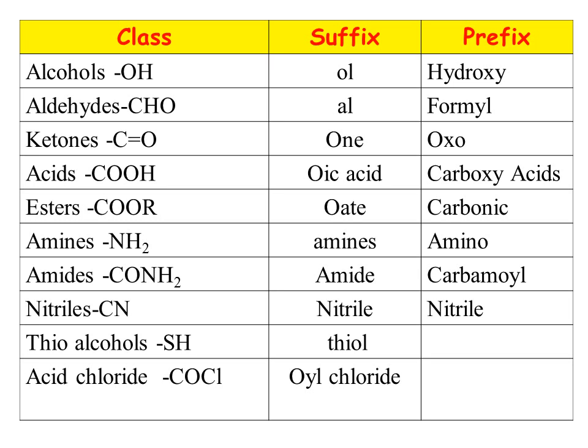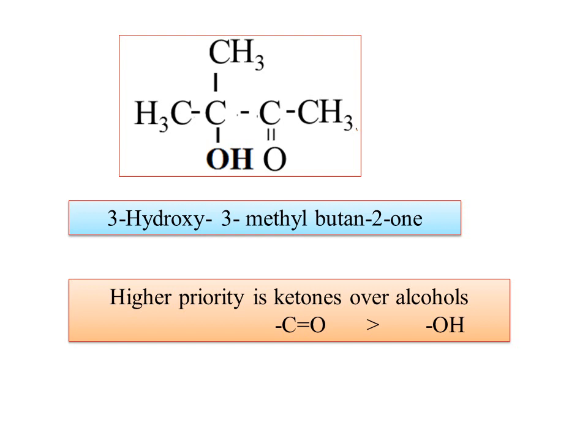So, same alcohol, if it is a functional group, we are going to end up with the suffix OL. If it is not a functional group, then we are going to end up with the prefix hydroxy, and we are going to add these prefixes before the root word. Similarly, aldehyde means formyl, ketones means oxo, acid means carboxy, esters means carbonyloxy, amines means amino, amide means carbamoyl, nitrile means cyano. Like that, you are going to name them with prefixes.